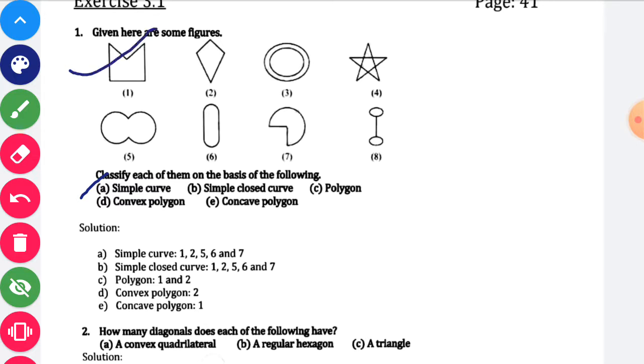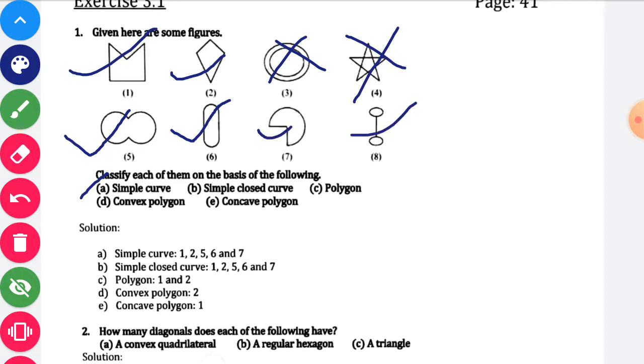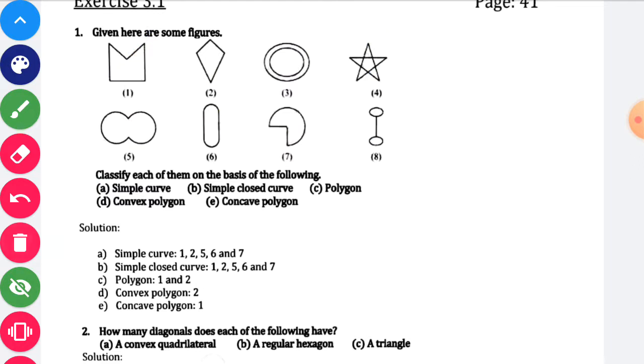First one, yes. Second one, yes. Then third one, no, because it is not simple. Here intersection is not there, but two lines are given, and it is not a simple. Fourth one, no. Fifth one, yes. Sixth one, yes. Seventh one, yes. Eighth one, no, it is not a simple figure.